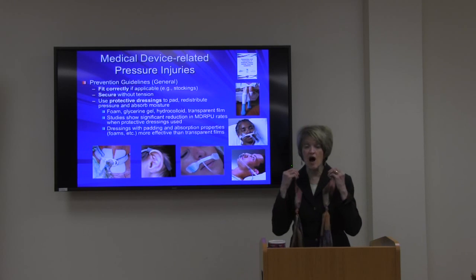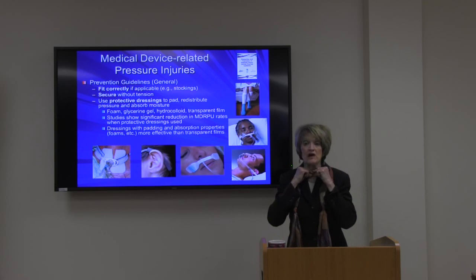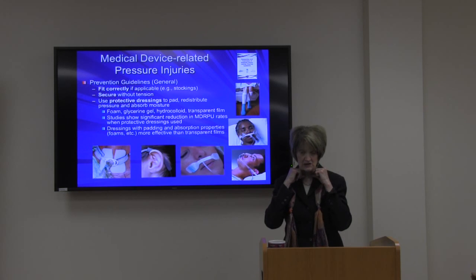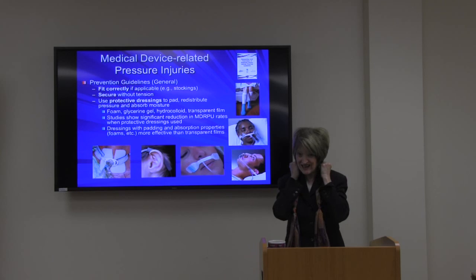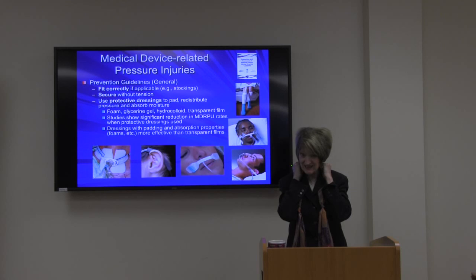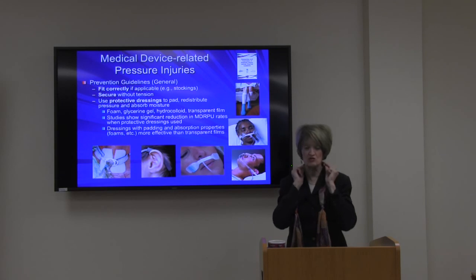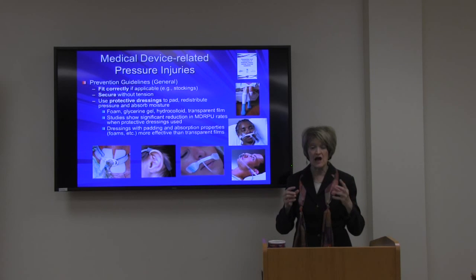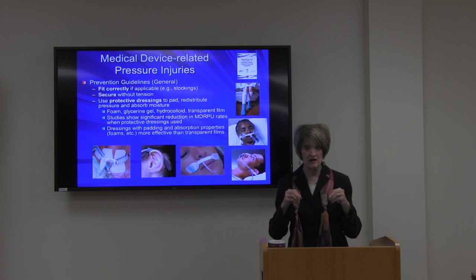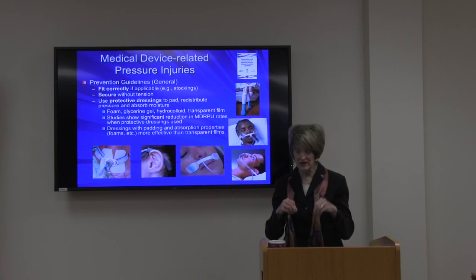You want to secure all devices without tension. So when I'm securing a tracheostomy tube, I want that tracheostomy tube held securely in place within the trachea, because I do not want to get into respiratory compromise. But do I want my trach ties to cut into the skin and to cause a lot of tension and pressure on the surrounding skin and even on the trachea itself? No. I do not want tension. Tension will always cause trauma. So I want to fit devices correctly. I want to secure my devices correctly, but I do not want to create tension. That's the source of injury.